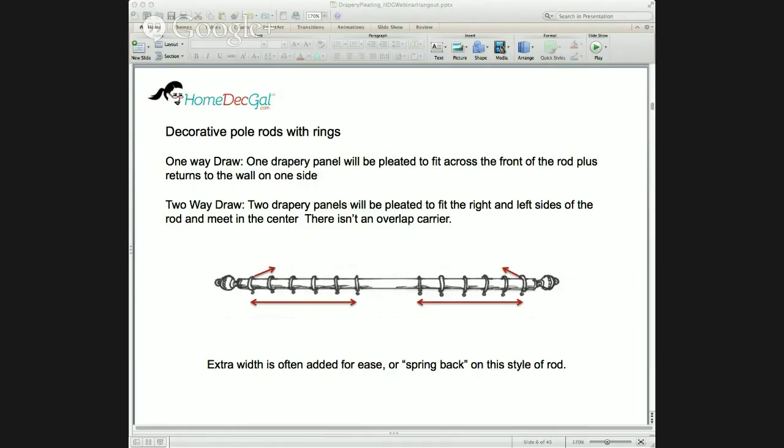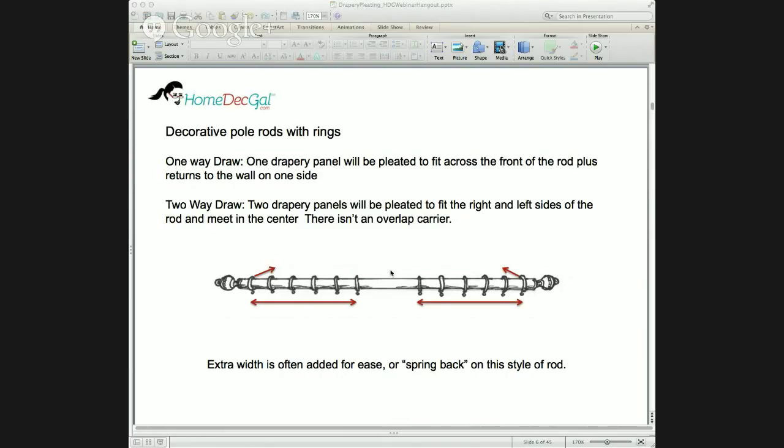So here's the decorative pole rod with rings. You can have a one-way draw. You can have where it goes all the way to one side. If you have a large window, you'll have to have a special bracket and rings to clear that center bracket, because if it's a really big window on this style of rod, you'll have to have a support right here in the center. But for a rod, let's say a 48-inch or less rod, you don't need a center support. Your rings can traverse back and forth. So do check with your hardware suppliers to see what's available for traversing.